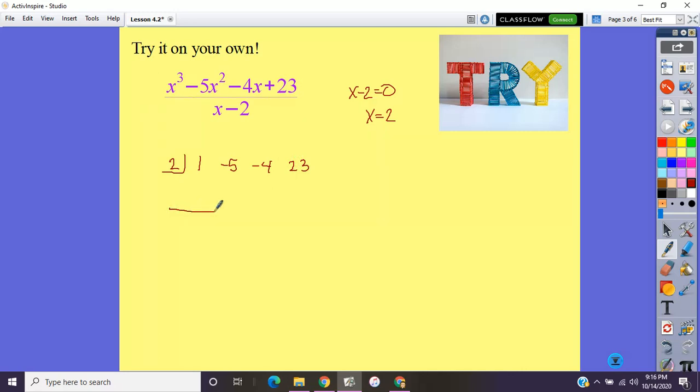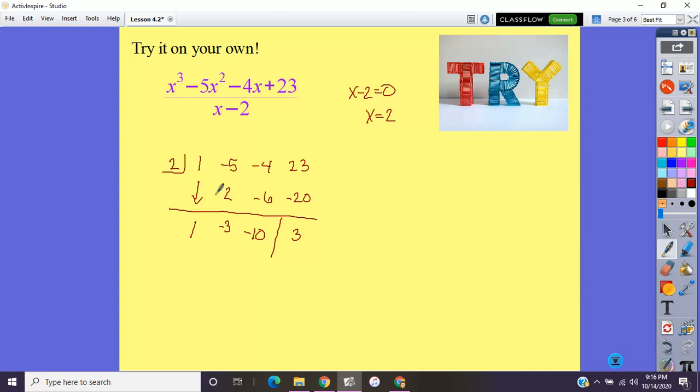So I'm going to do it this time without all the arrows. I do usually put this arrow just to kind of make sure we stay lined up. And then under this one is our remainder. All right, 2 times 1 is 2. Negative 5 plus 2 is negative 3. 2 times negative 3 is negative 6. Negative 4 plus negative 6 is negative 10. 2 times negative 10 is negative 20. 23 plus a negative 20 is 3.